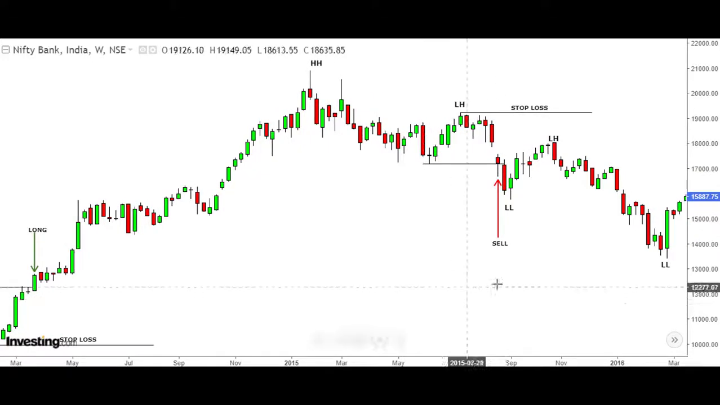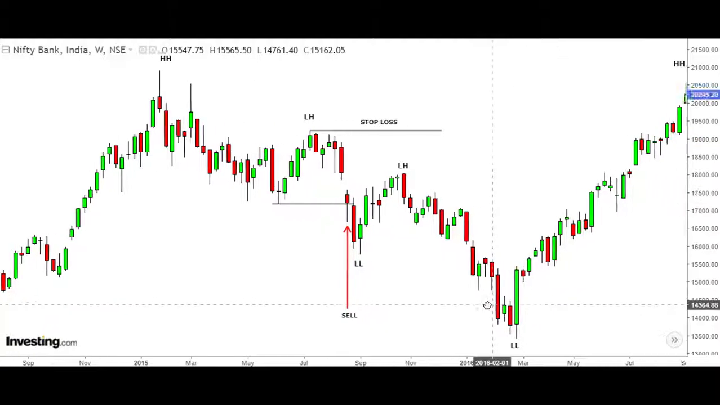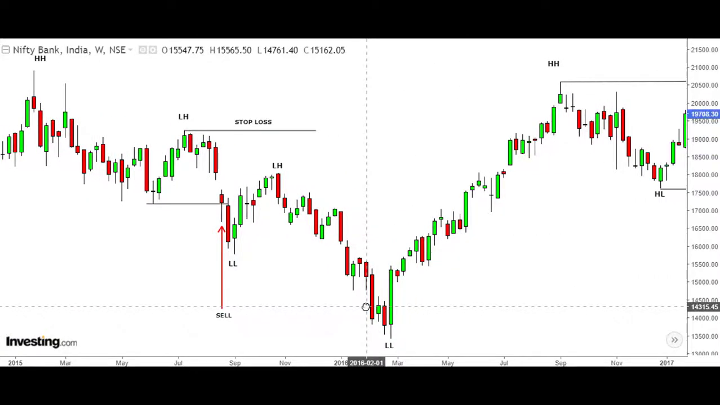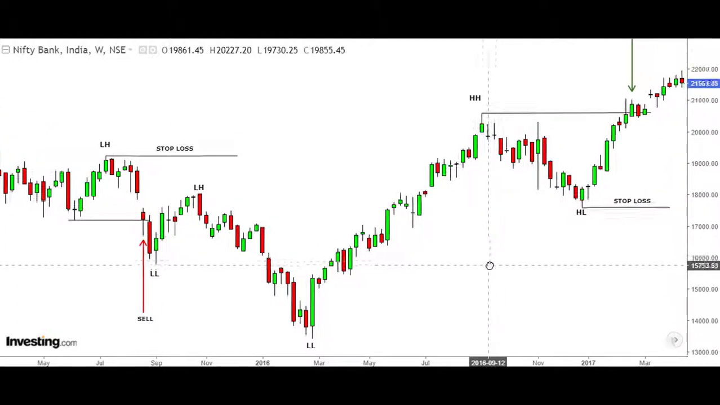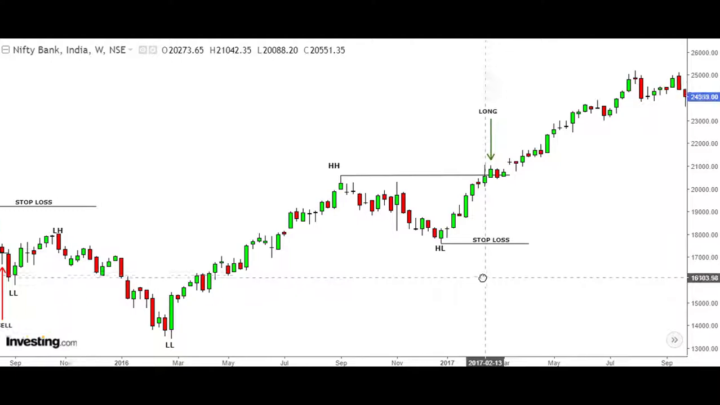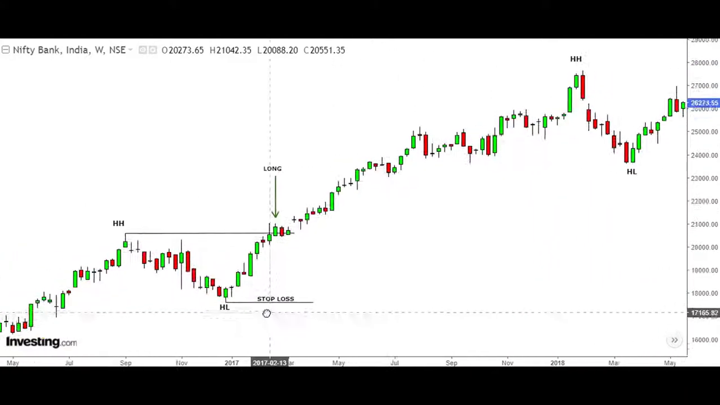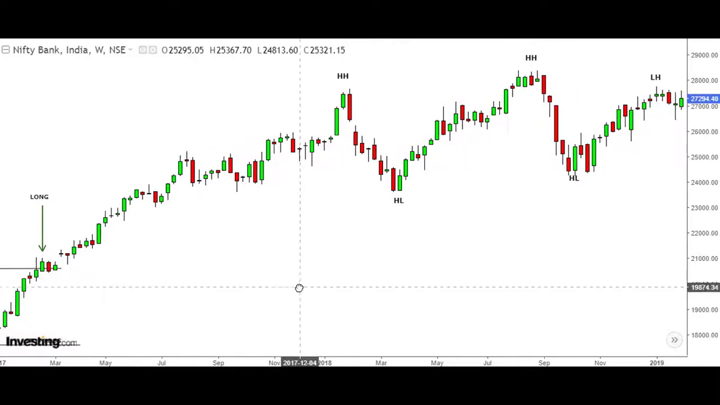Then the index moves up gradually and makes a higher high. This is the sign of a new up move starting. The index slips again and makes a higher low, and then finally breaches the level of 20,600. This is where you go long with the stop losses placed at the recent higher low. The index kept on making higher highs and long positions are still intact.